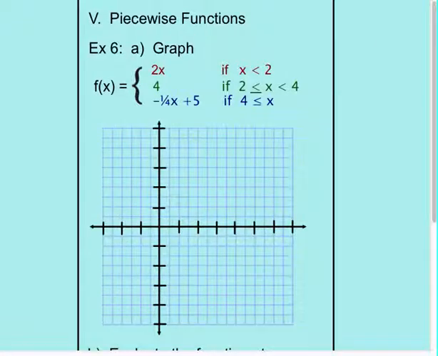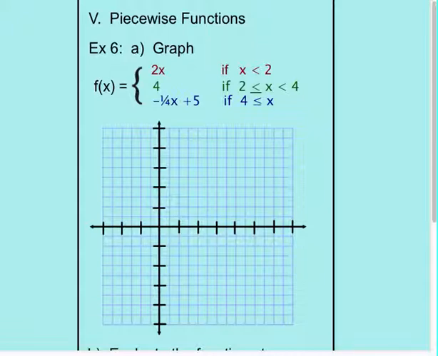Final video, I'm sure you guys are excited that this is your last video: piecewise functions. I believe that this is new. I know I didn't cover it in Algebra 2, so my guess is nobody has seen this just yet. A piecewise function is when you've got certain functions for certain parts of the domain.